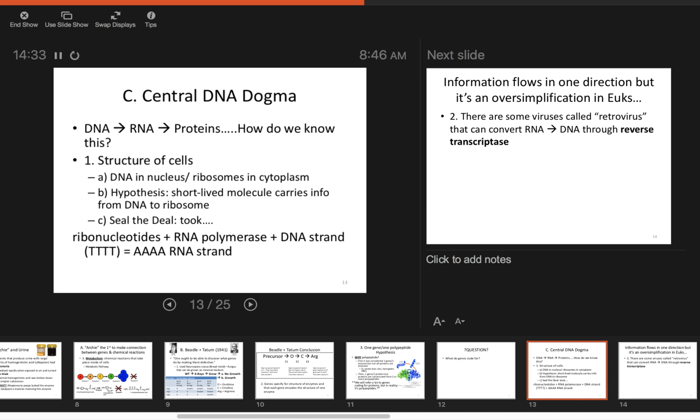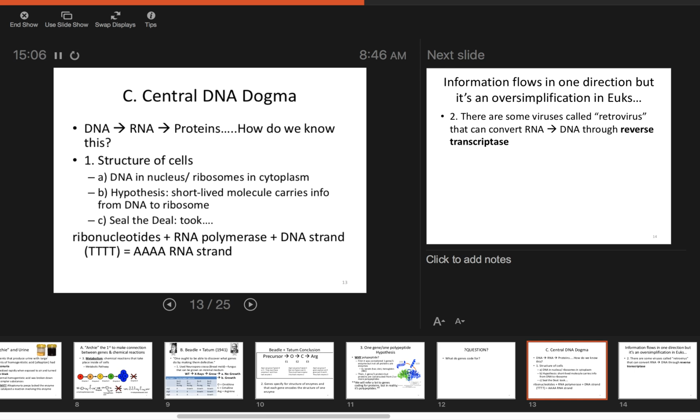So in order to seal the deal and actually prove this hypothesis correct, what they did is they took a DNA strand that was just made up of a bunch of thymines, put it in a test tube, inserted RNA polymerase, which is very similar to DNA polymerase. DNA polymerase makes DNA in the process of replication. RNA polymerase makes mRNA, or RNA. And then some ribonucleotides. What are the 4 ribonucleotides in RNA? U, A, C, and G. Yep. U, A, C, and G.